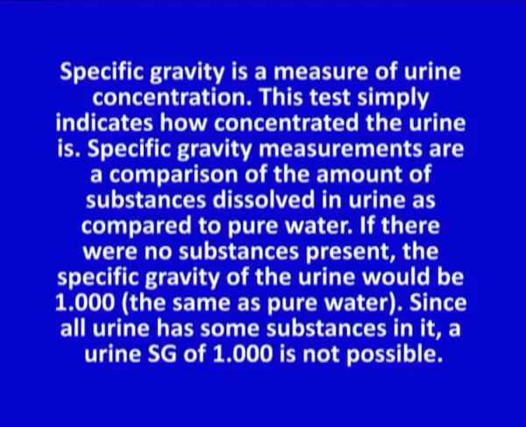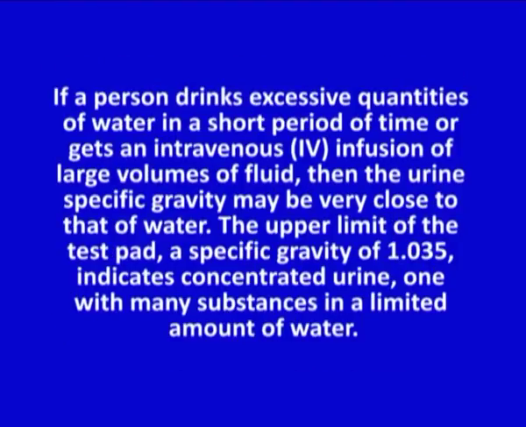Since all urine has some substances in it, a urine SG of 1.000 is not possible. If a person drinks excessive quantities of water in a short period of time or gets an intravenous infusion of large volumes of fluid, then the urine specific gravity may be very close to that of water. The upper limit of the test pad, a specific gravity of 1.035, indicates concentrated urine, one with many substances in a limited amount of water.